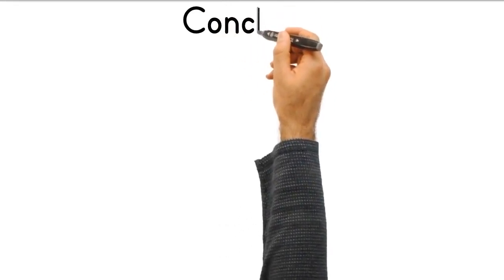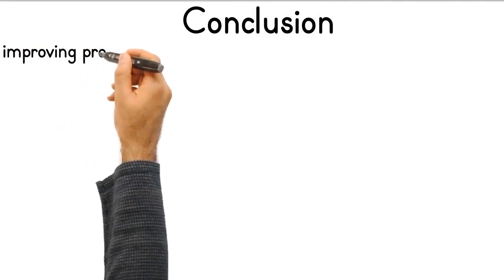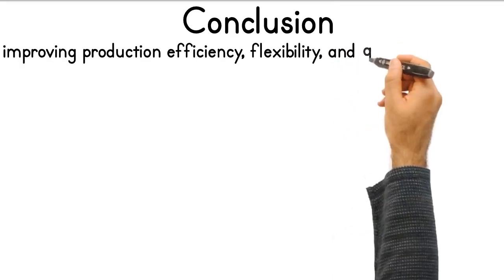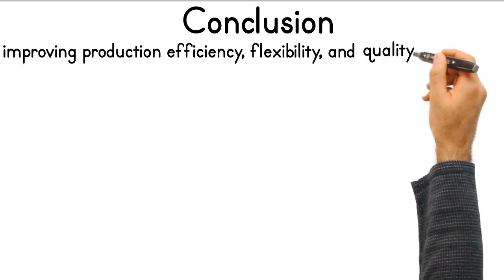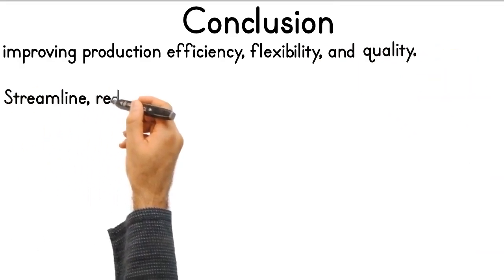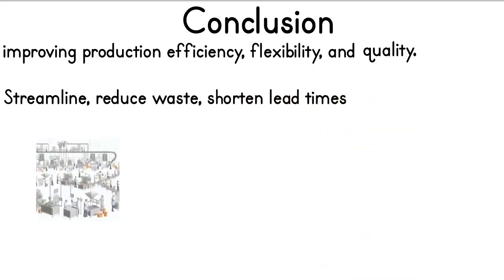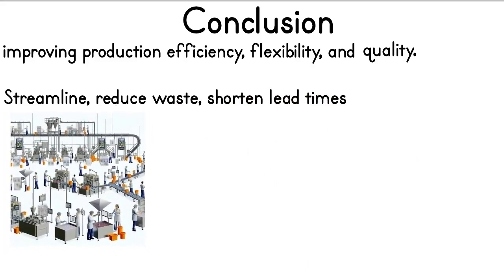In conclusion, cellular manufacturing is a powerful strategy for improving production efficiency, flexibility, and quality. By organizing workstations into cells that focus on groups of similar products, manufacturers can streamline processes, reduce waste, and shorten lead times. This approach is particularly useful in environments where there is a high variety of products, and the need for efficient production is critical.